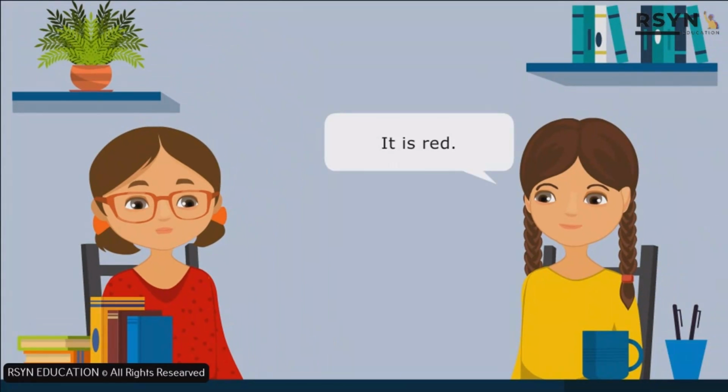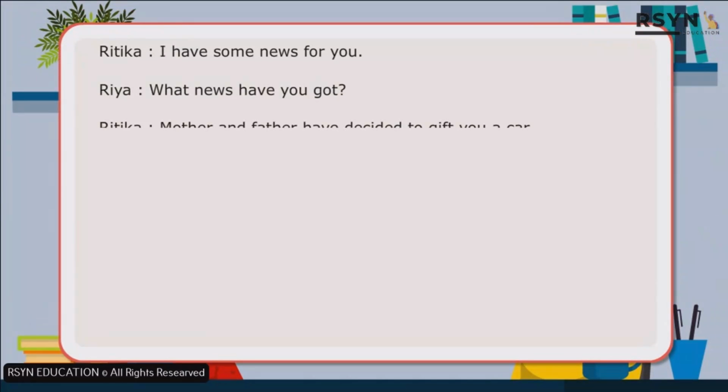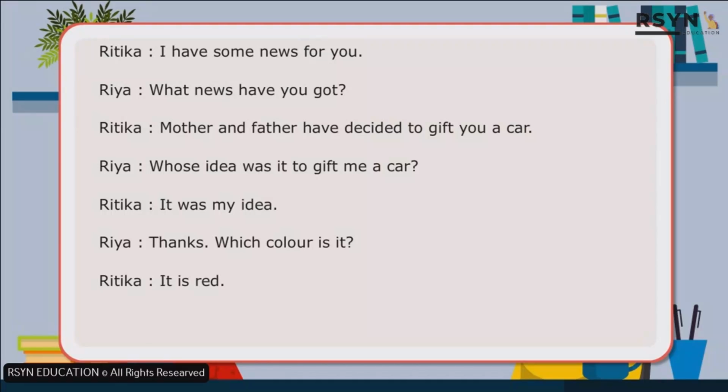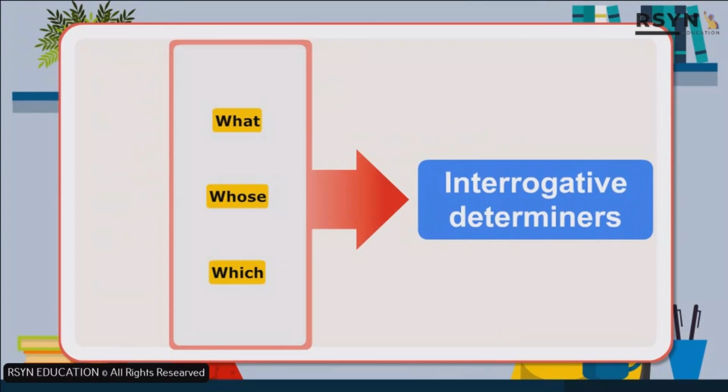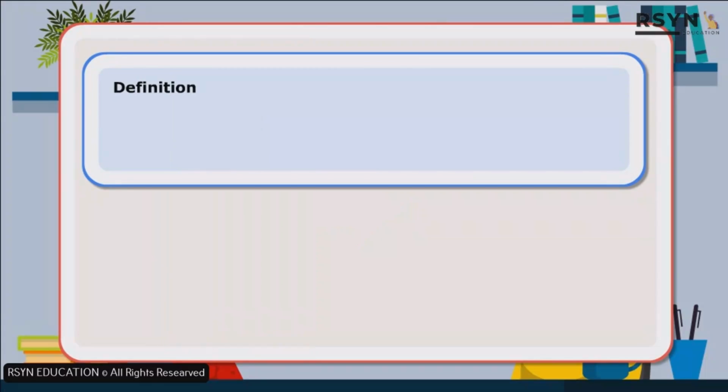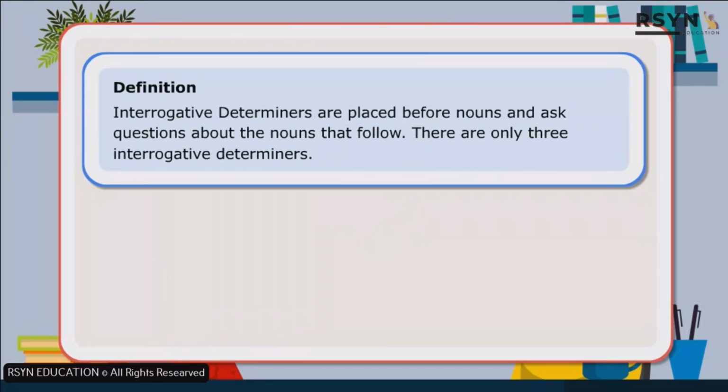It is red. In the dialogues, the girls have used words that ask questions about the nouns that follow. The words what, whose, which are examples of interrogative determiners. Definition: Interrogative determiners are placed before nouns and ask questions about the nouns that follow. There are only 3 interrogative determiners.